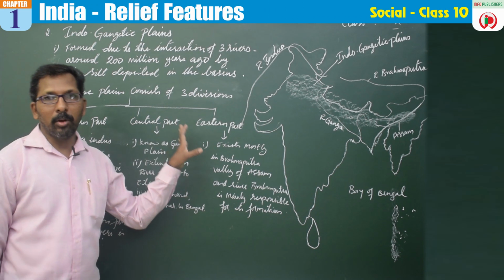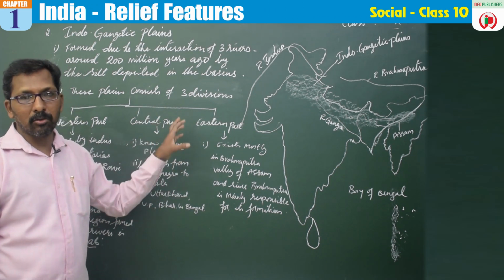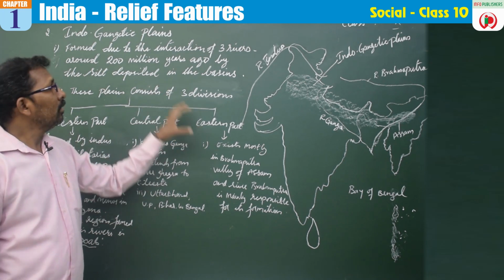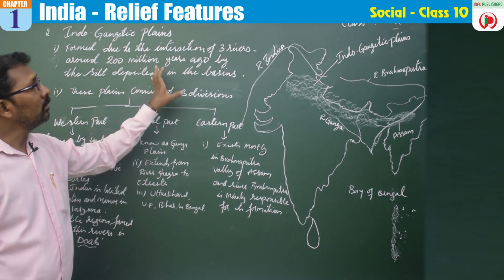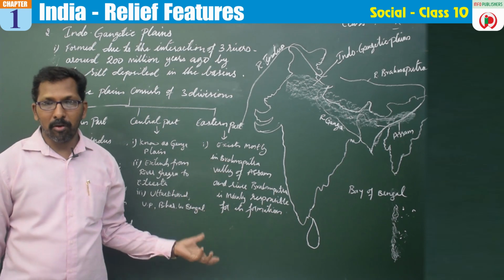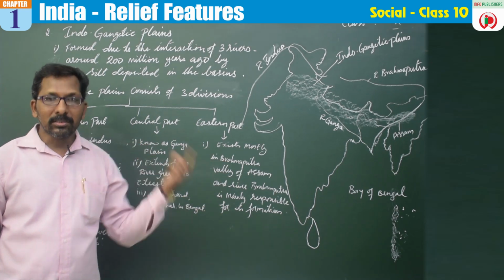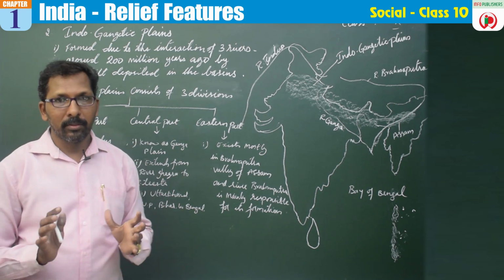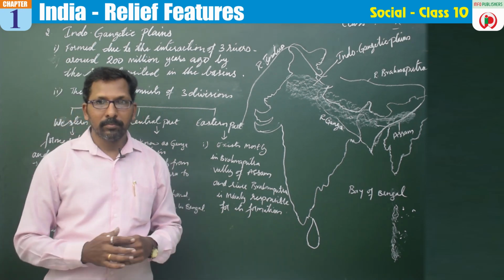So we have discussed the first relief feature of India, that is the Himalayas. Now we will discuss the second relief feature, that is the Indo-Gangetic plains. How were these Indo-Gangetic plains formed? If you recollect, in the beginning I told you about the geological background, after the Himalayas were formed, right?